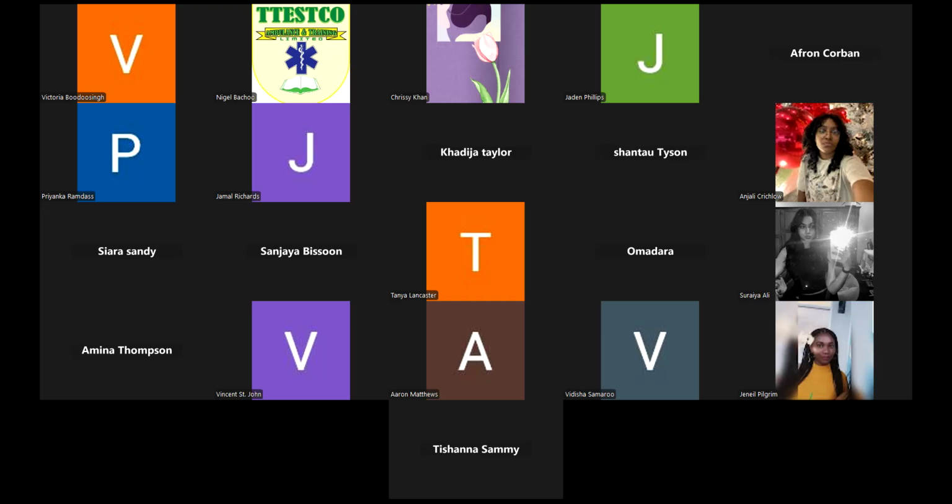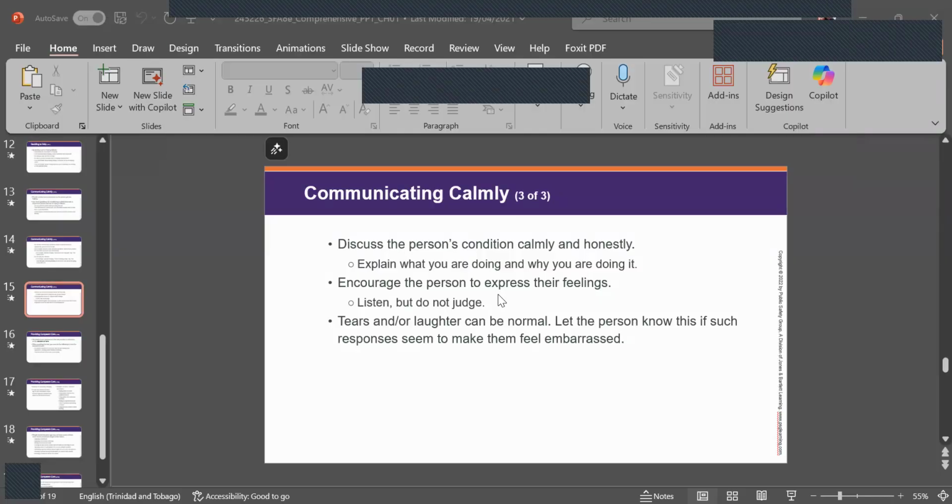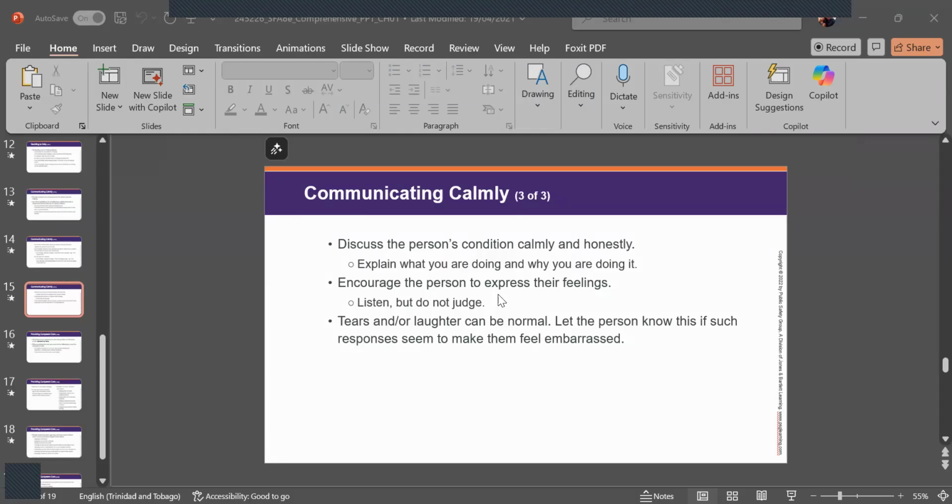Let's get back to the PowerPoint here. Where was I? Talking about the name, right? When we talk about encouraging a person to express their feelings, sometimes by letting the person talk and hearing those things, we may be able to identify some sort of brain deficit, some sort of neurological deficit. But also it helps to calm the person down.